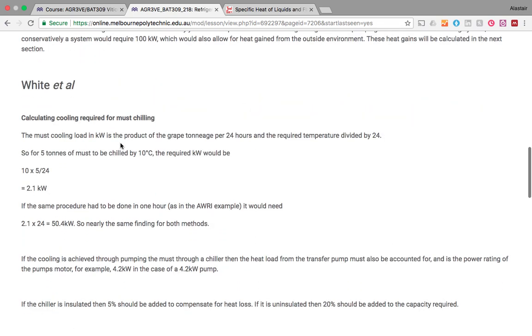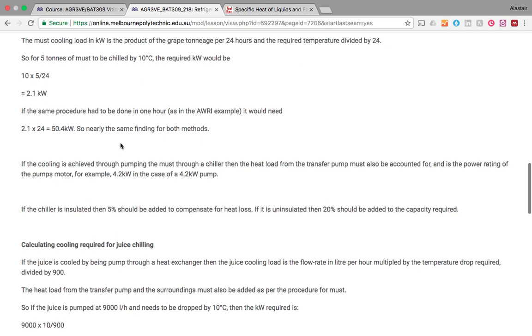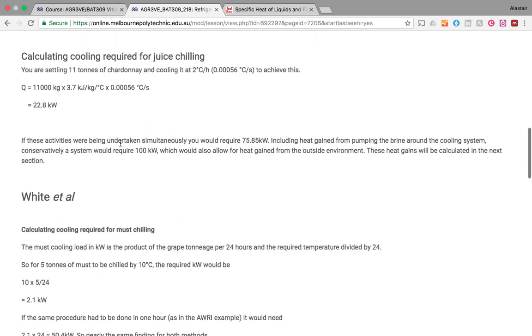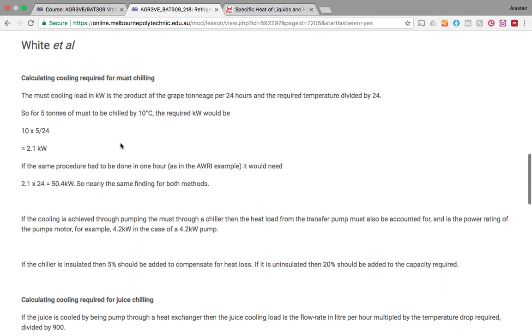I'm going to go now down to the White et al. calculations. This is from Engineering for Winemakers. All right. Mass cooling load in kilowatts is the product of the grape tonnage per 24 hours and the required temperature change, divided by 24. So chilled by 10 degrees. All right, so here's the example. So we want to chill 5 tons of grape must by 10 degrees.